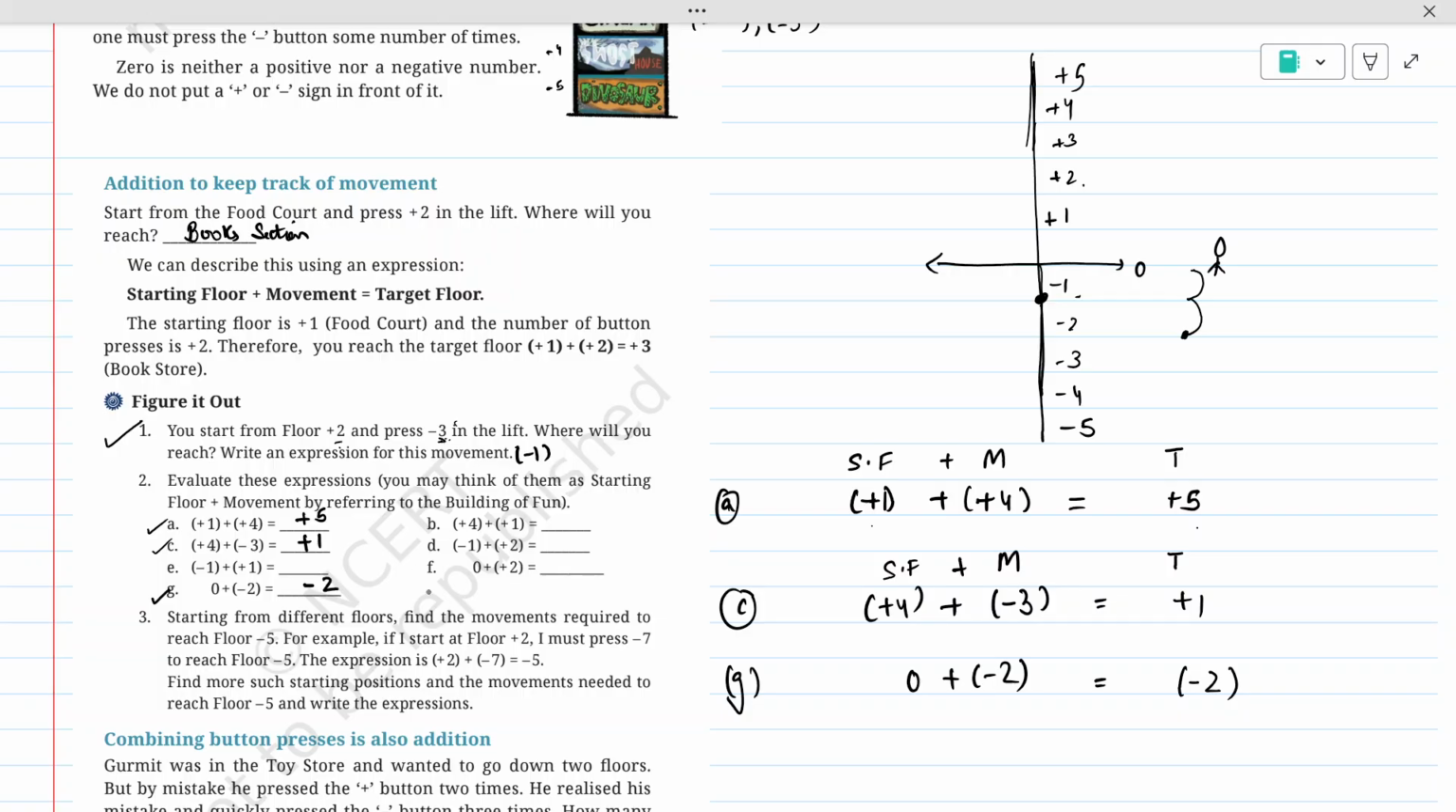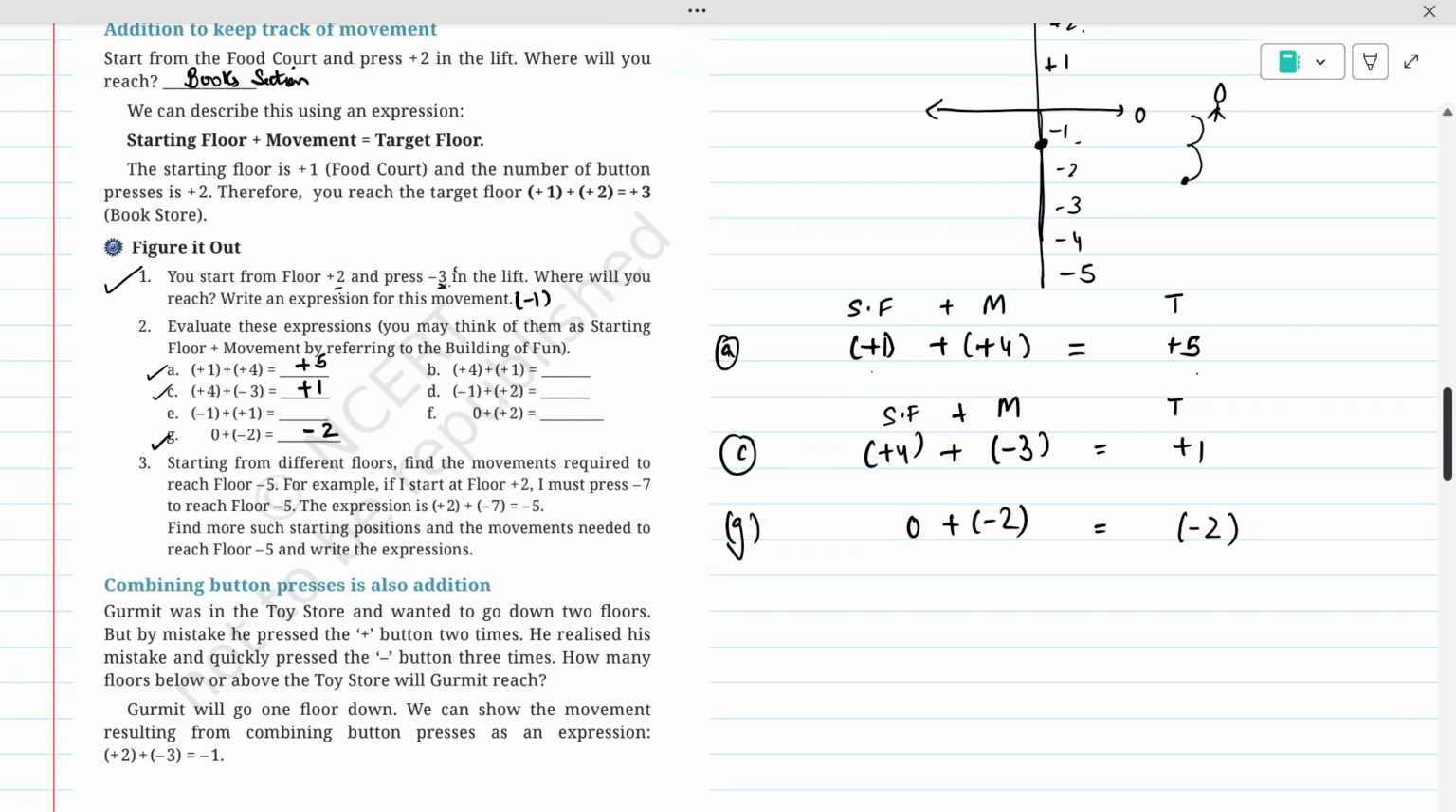Minus 2. Rest of the questions, kids, are homework for you. Please try to do this using the expression, and you can also make a figure. It will be easy for you to understand.